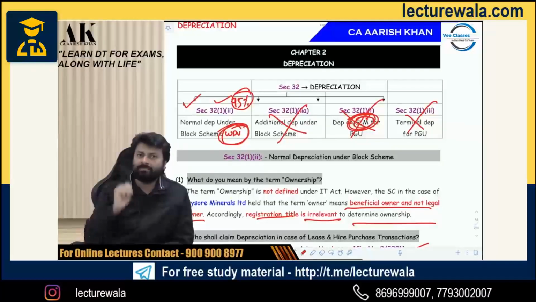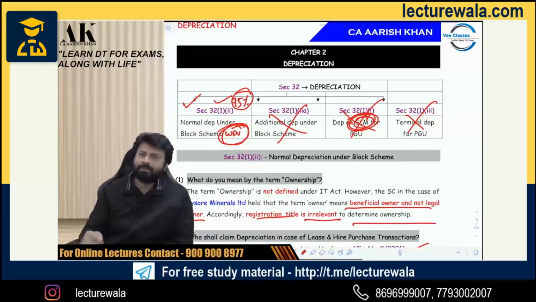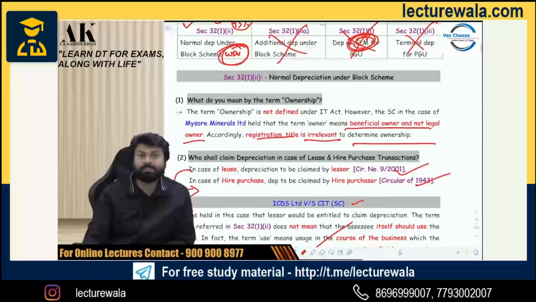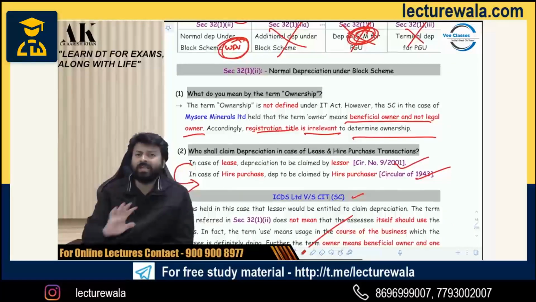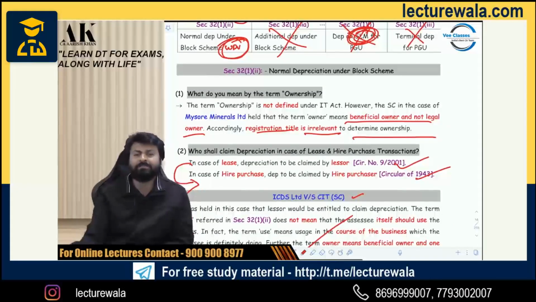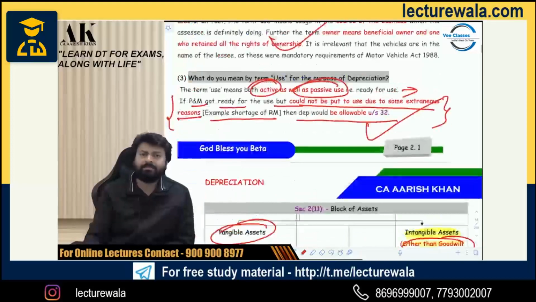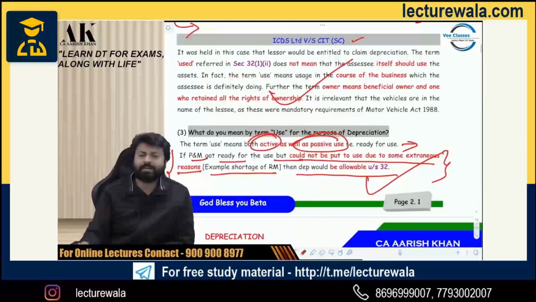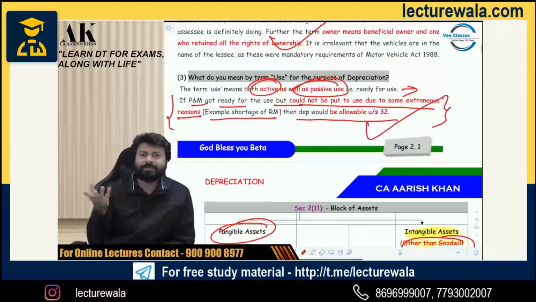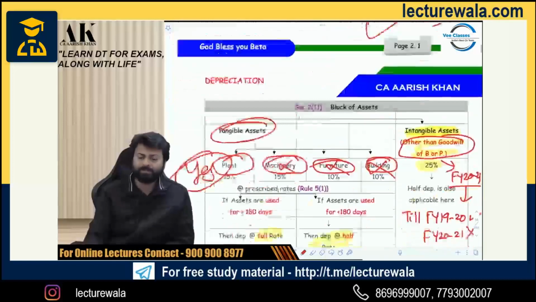Then we started that there are 4 types of depreciation. The first, depreciation requires what? You need to be the owner of the asset. Owner means beneficial owner. Legal owner, title, all of them are not relevant. In case of lease, the lessor will claim. In case of hire purchase, the hire purchaser will claim. And then this case law of ICDS, do not forget this. Use means active, passive, both. Because of an extraordinary reason, if I am not able to use, you will get the depreciation, don't worry.